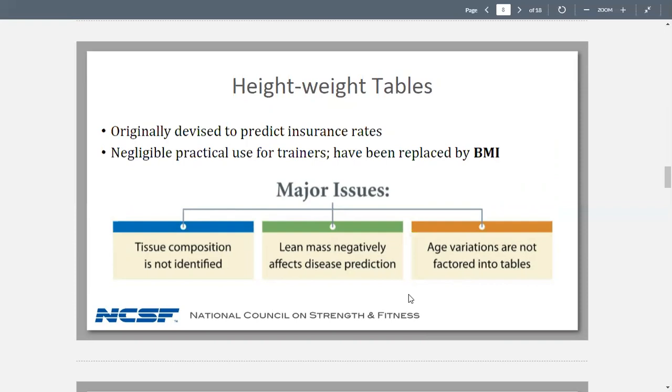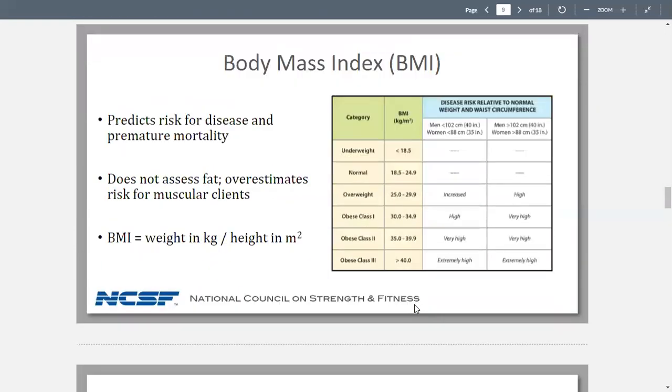BMI overall is okay, but at the same time, it has its flaws, as do all scales. So for the body mass index, if you are between 18.5 and 24.9, that is considered normal. You are considered underweight if you are under 18.5 for men and women.